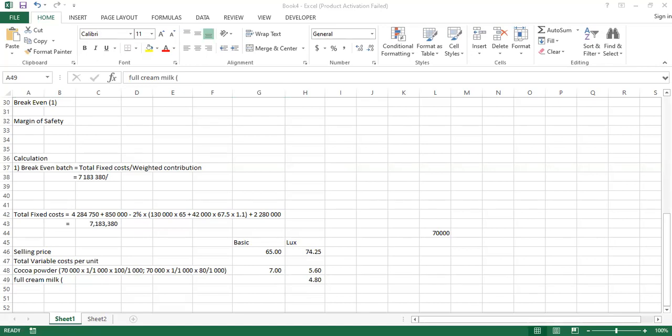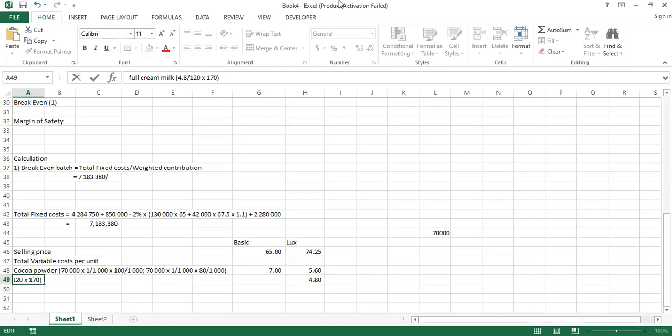So if you take your 4.8 there, let me just put that down, 4.8, and then you divide that 4.8 by, I'm going back to the question, by 120 grams, and then you multiply that by 170, which will give you the price for basic.